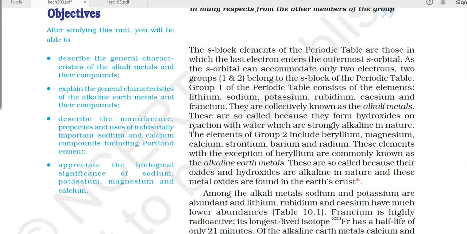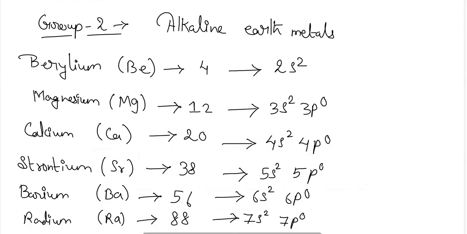Now let's talk about why the first group elements are called alkali metals and the second group alkaline earth metals. The reason is that they are so called because they form hydroxides on reaction with water which are strongly alkaline in nature. To understand this, let's see some of the chemical reactions.